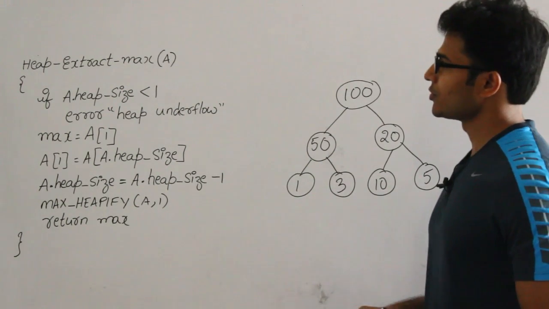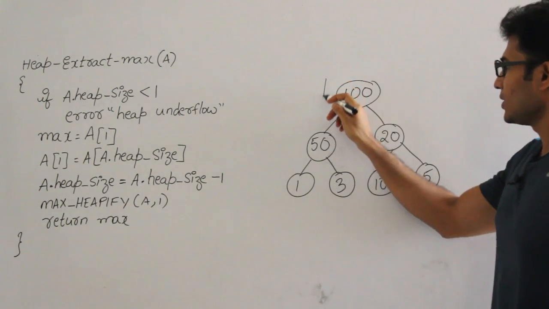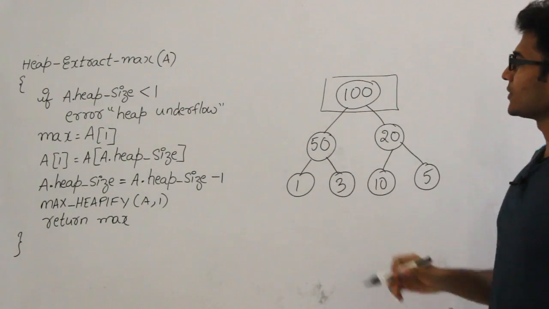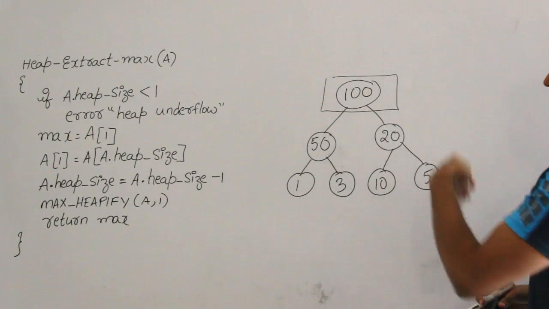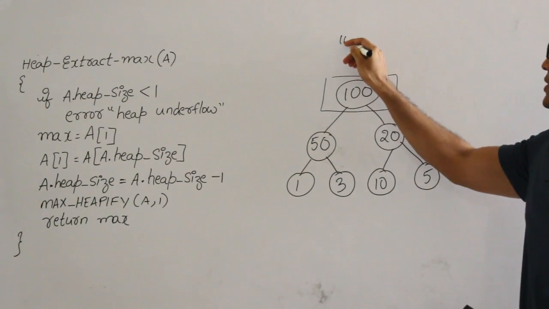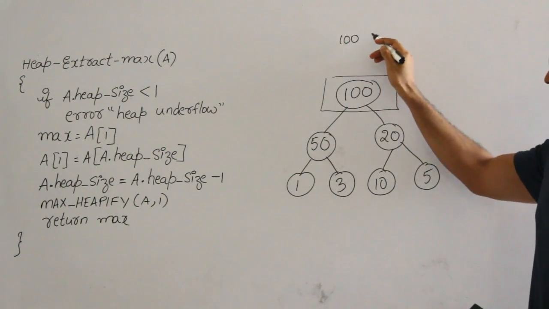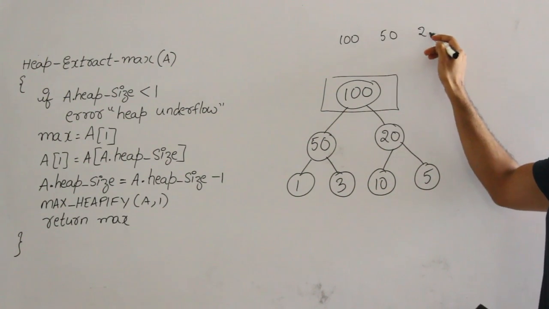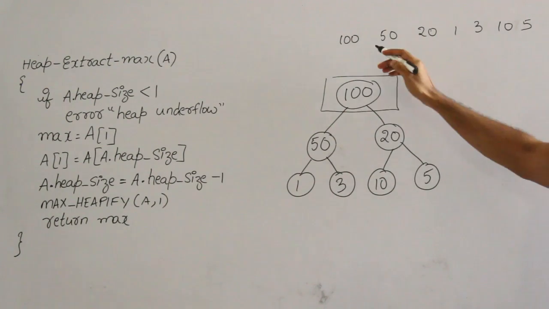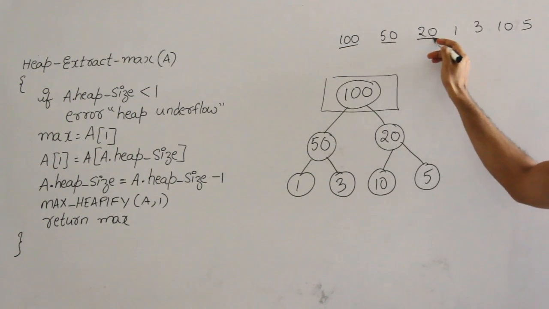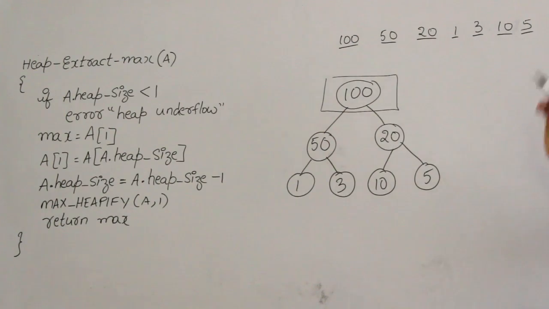Now what we want to do is extract the maximum. First of all, if this is the max heap, how will this be represented in the array? In the array you will see that it will be present with 50 at the first index, and then 20, and then 1, 3, 10 and then 5, right? Therefore the first element is this, second is this, third is this, 4, 5, 6, 7. All the 7 elements are present there, right?